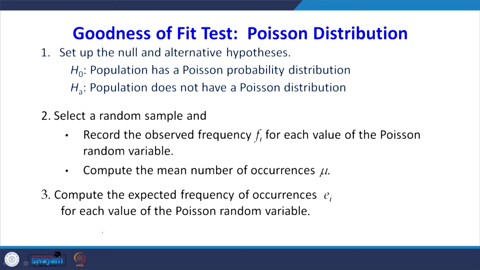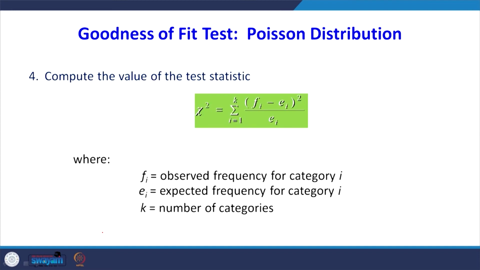Select a random sample and record the observed frequency, call it Fi, for each value of the Poisson random variable. Compute the mean number of occurrences mu, because we should know the parameter of the Poisson distribution, mu. Compute the expected frequency of occurrences, that is Ei, for each value of the Poisson random variable. Then compute the value of the test statistic. This is as usual: observed frequency minus expected frequency, whole square, divided by expected frequency.